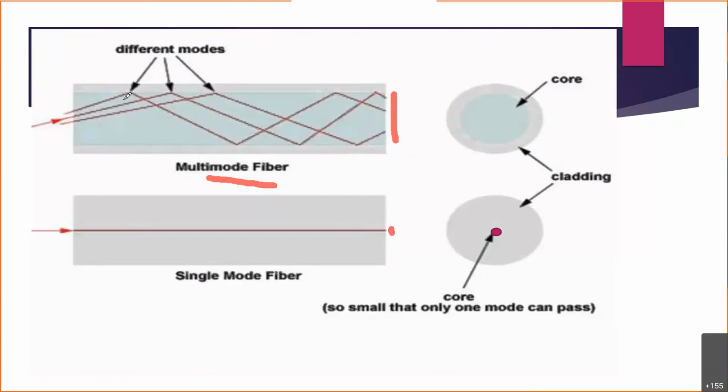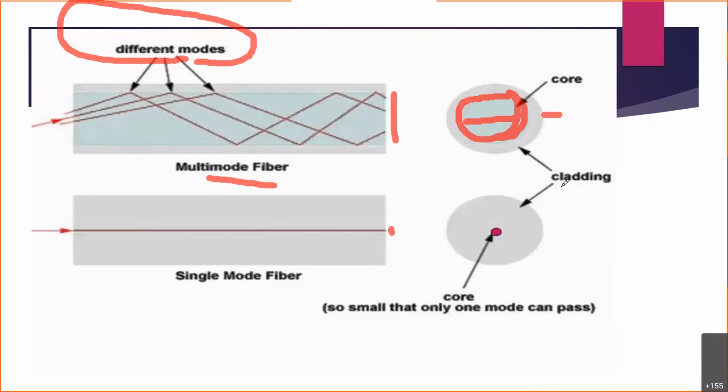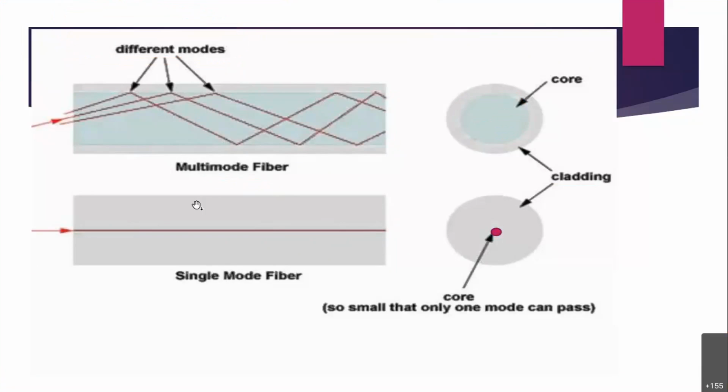And you see there are different modes, which means different paths. Different paths are going to be followed inside this because the core diameter is large, but here only one mode is possible because of the narrow core diameter. This is the cross-sectional view you see. This is the core part completely, and on the top of this is the cladding. Here is the core for this single mode. I hope this pictorial way is very clear to you. Now come to the next.